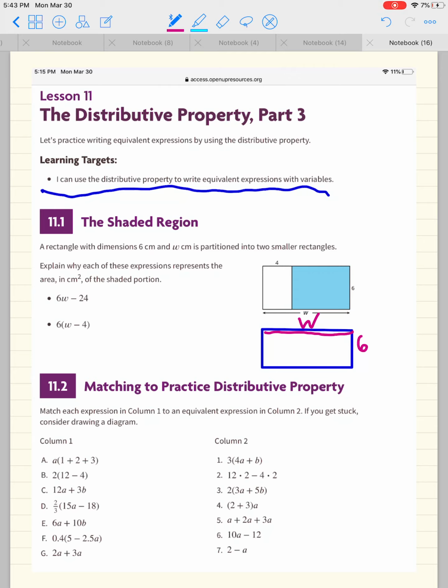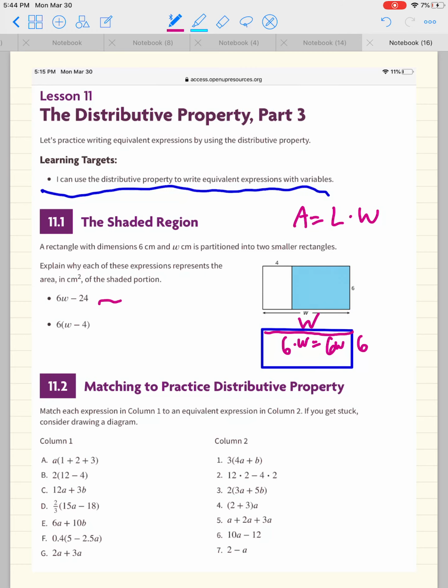So we know that to find the area of this entire rectangle, we need to do length times width. In this case, our length is W and our width is 6. So we're doing 6 times W equals 6W. So the area of the entire rectangle is 6W.